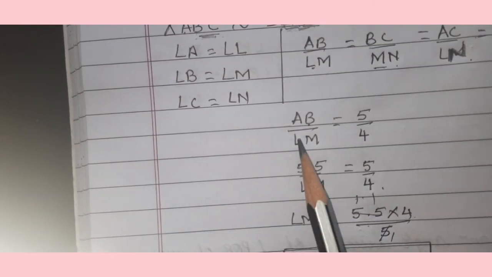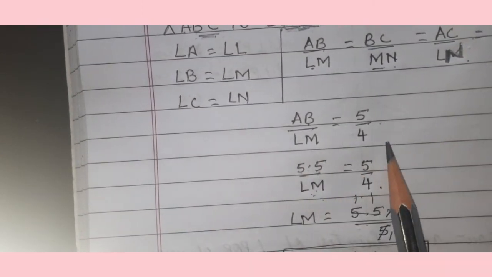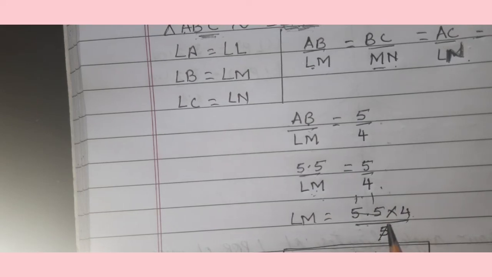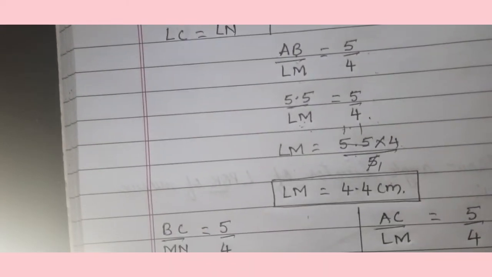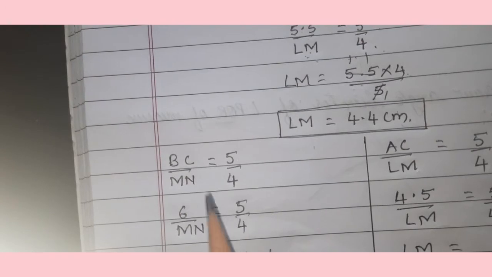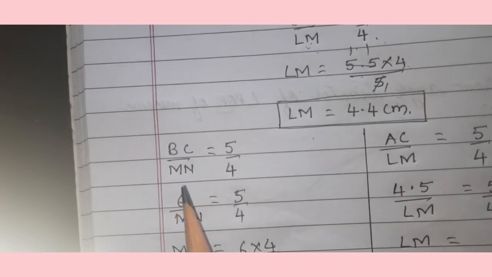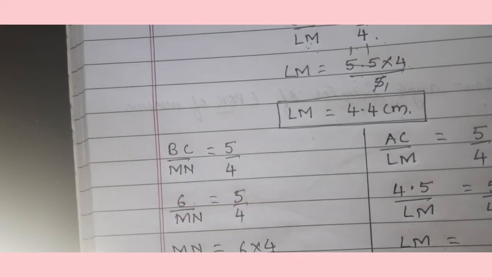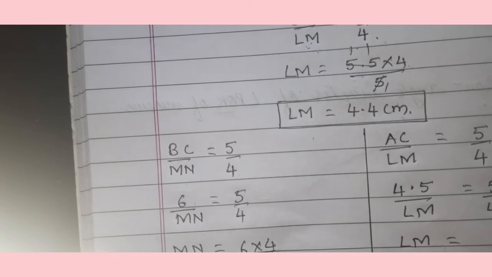So AB upon LM equal to 5 upon 4. I'll substitute the value of AB, that is 5.5 upon LM equal to 5 upon 4. LM equal to 5.5 into 4 upon 5. So LM's measure is equal to 4.4 centimeter. Then we go to the value of MN. For that, BC upon MN equal to 5 upon 4, substituting the value of BC. So it is 6 upon MN equal to 5 upon 4. MN equal to 6 into 4 upon 5. So MN is equal to 4.8.